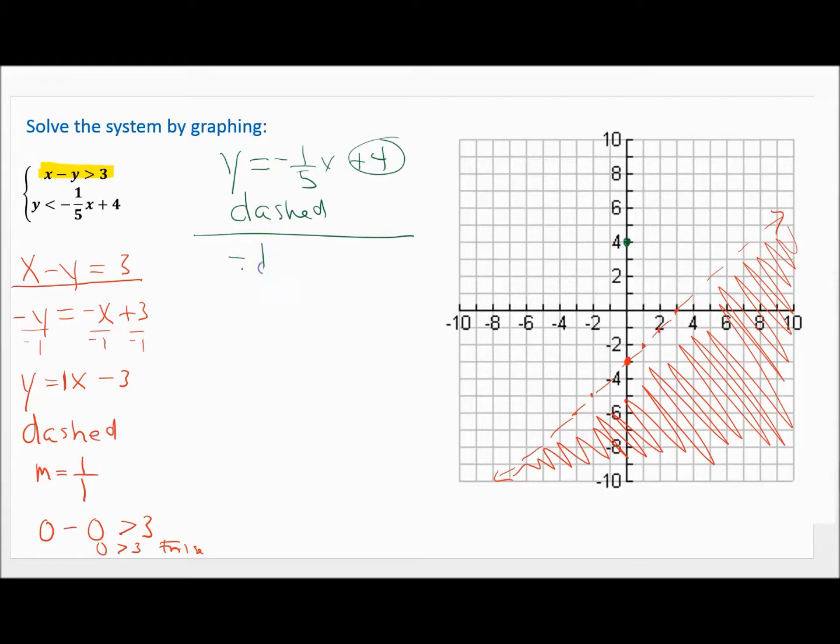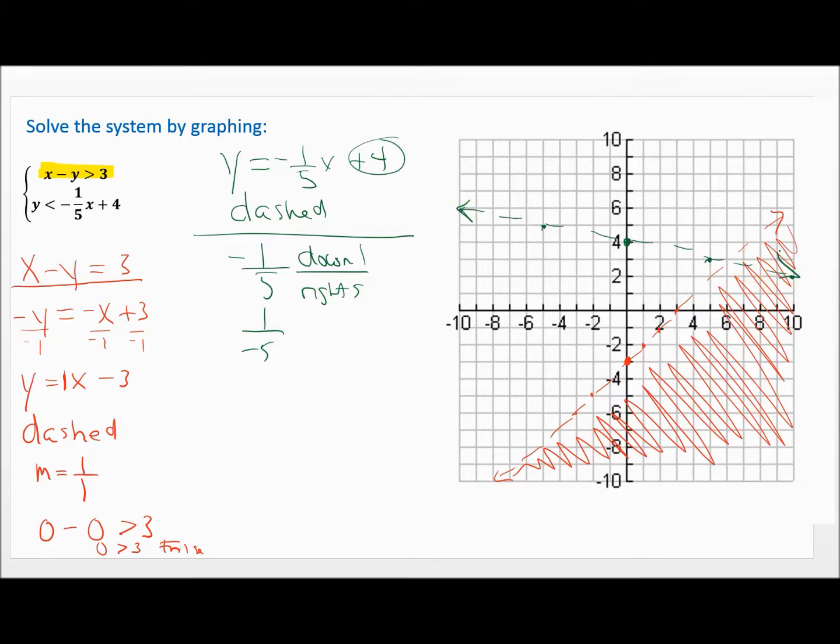And my slope is negative 1 over 5, which means I can go down 1 and right 5 from my y-intercept. So I count down 1, right 1, 2, 3, 4, 5. Do it again, down 1, and then 1, 2, 3, 4, 5. You could also do the opposite. You could go up 1 and left 5. That would be the same as saying 1 over negative 5. So up 1, and then 1, 2, 3, 4, 5. And then up 1, and 1, 2, 3, 4, 5. And a dash line to connect those dots. Connect my points, arrow on each end.